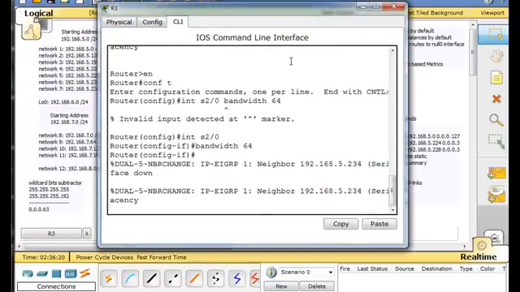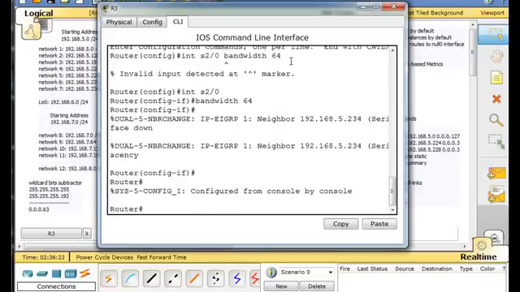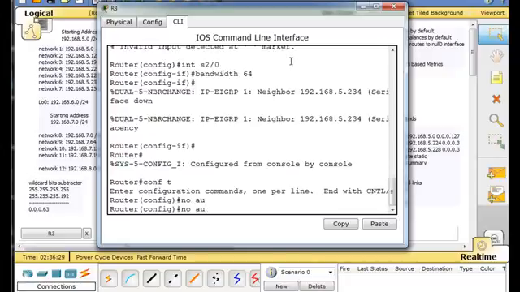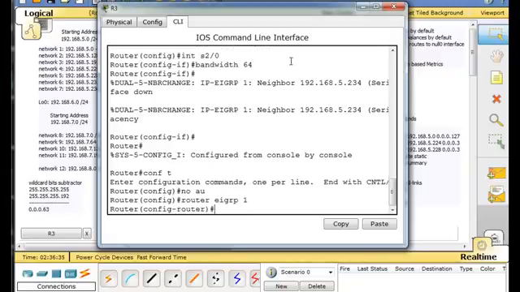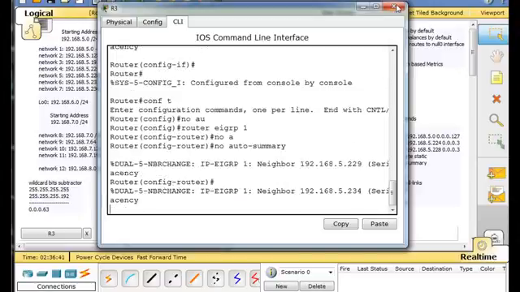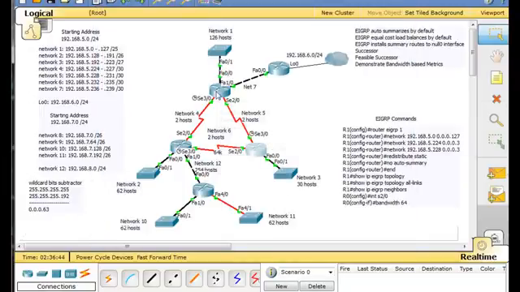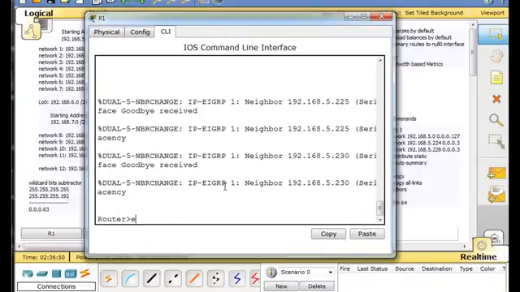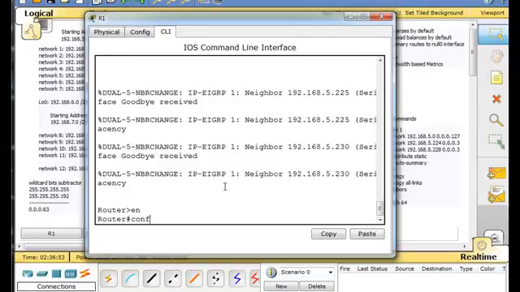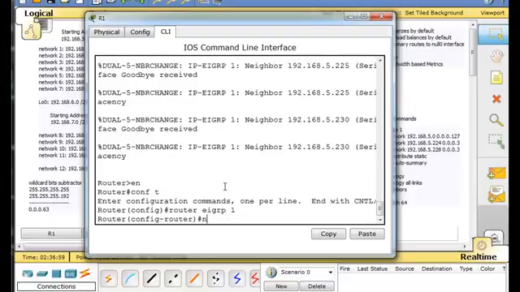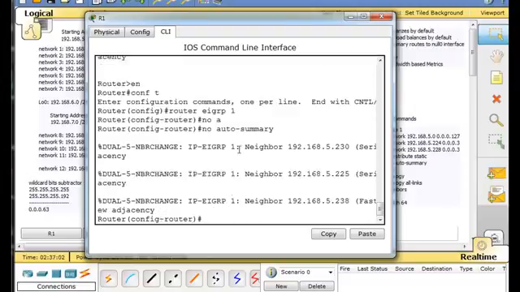So we'll go to this router and we'll do a no. Well, we first have to do router EIGRP 1, right? And then no auto summary. All right, and that's better. And what I'm going to do is I'm also going to do that here on this router, no auto summary, right? No auto summary on that router.